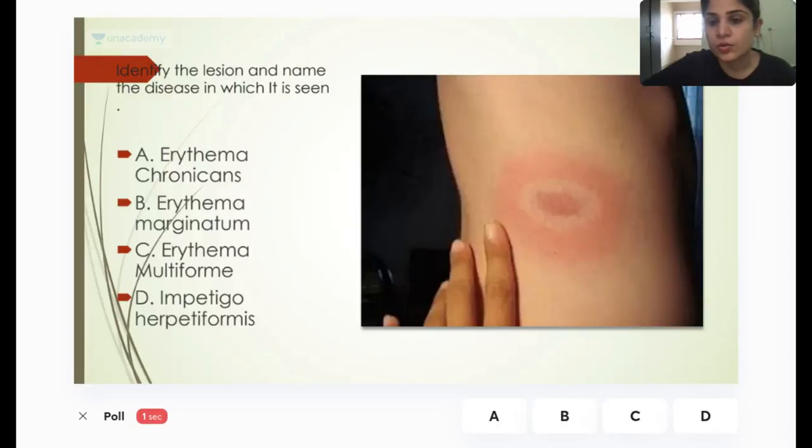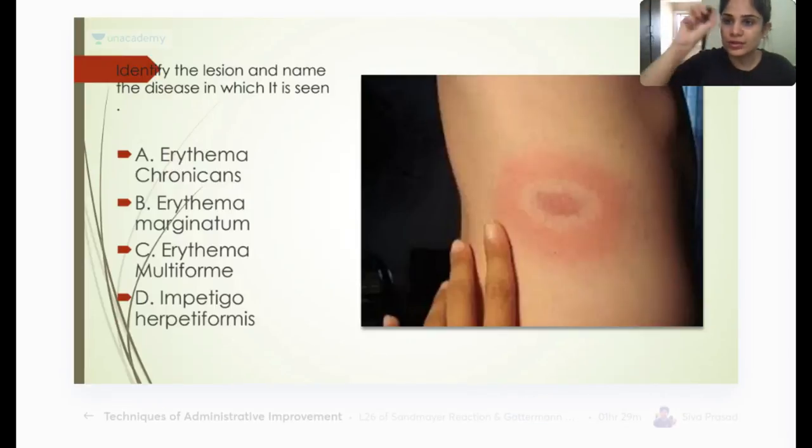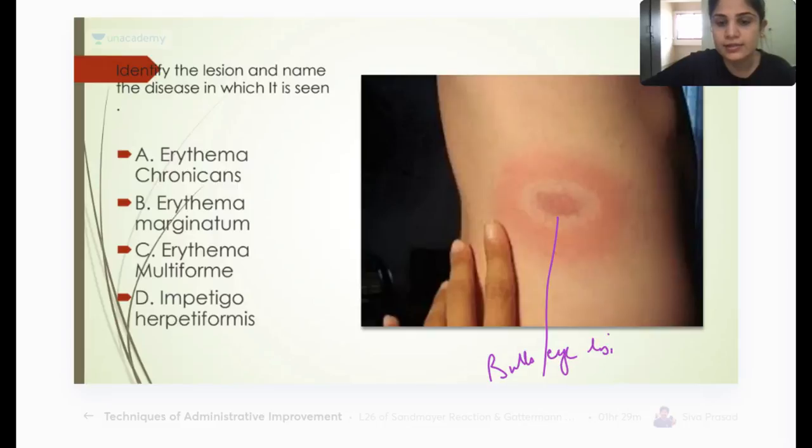Okay, very good. So what is this lesion? It looks like a bull's eye. Have you all played darts? In darts, it looks like a bull's eye. So it is also called a bull's eye lesion, or a target lesion. And this is seen in which case? Target lesion or bull's eye lesion? It is seen in erythema multiforme.